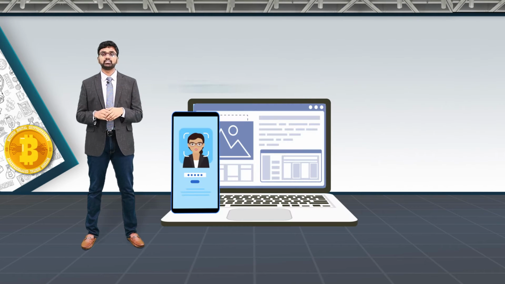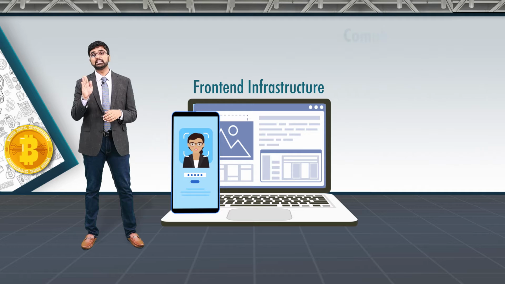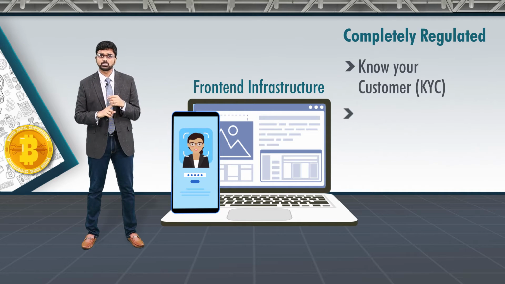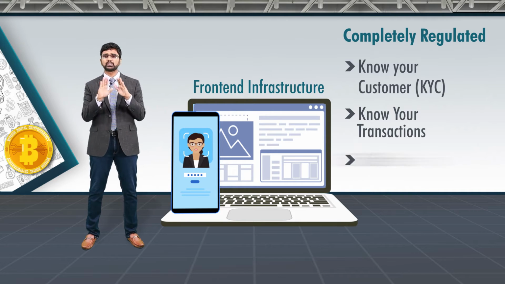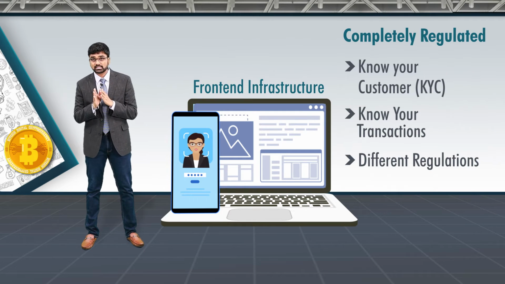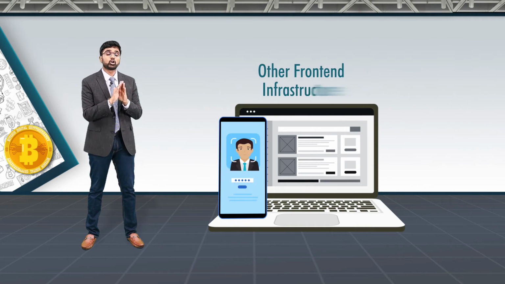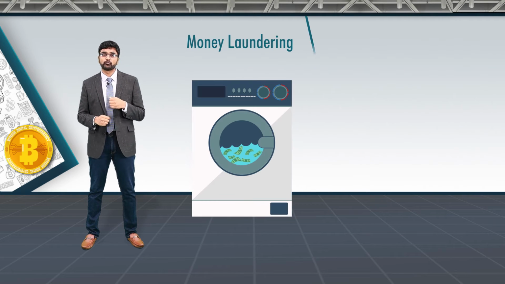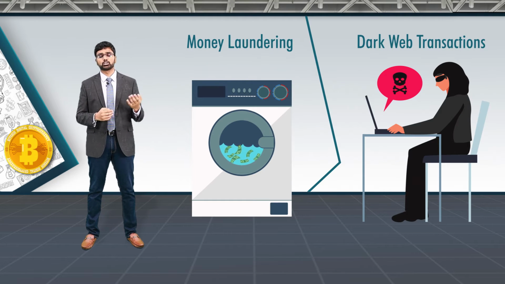On one of the front-end infrastructures, they are completely regulated. They perform KYC, know your customer, know your transaction, they perform all kinds of regulations, they are well regulated, etc. Whereas the other front end might not do any of this. The other front end performs money laundering, performs dark web transactions and whatnot.